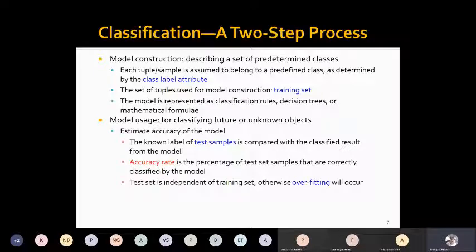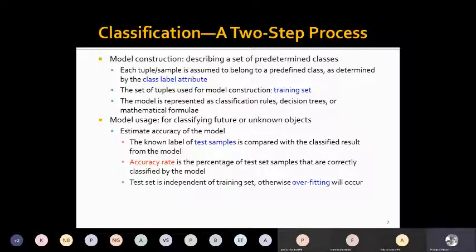In the first step, we will train a model. That means we will use a set of data in which we already know the result. That means we know all the properties like age range, credit rating, income level, etc. And we already know what the credit rating is. So this is called the training data set, in which we already know the class of the data points. And then with that, we will train a model.